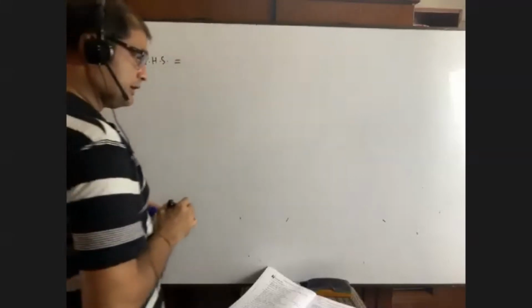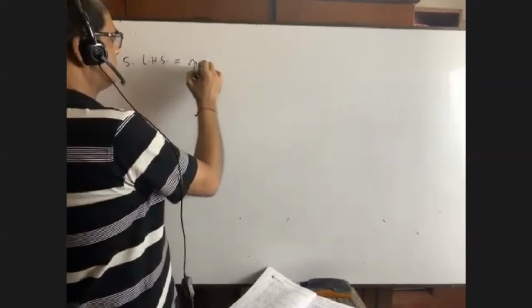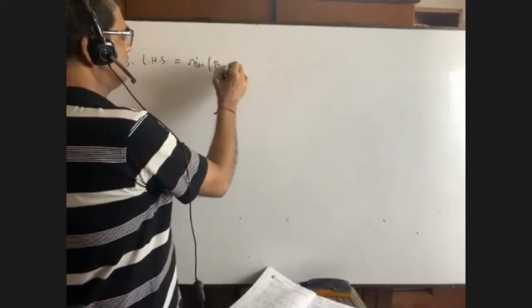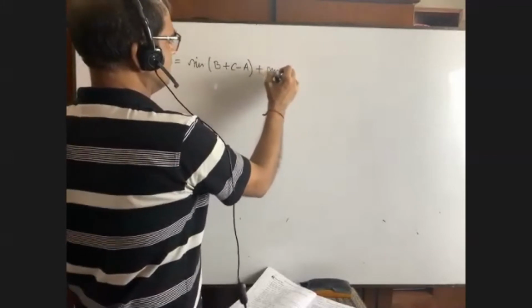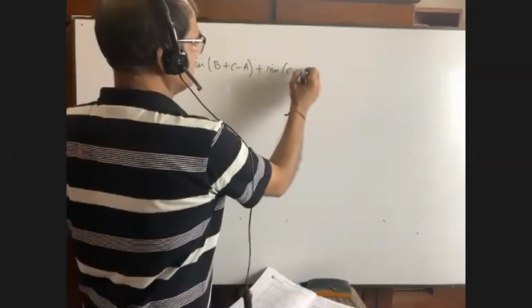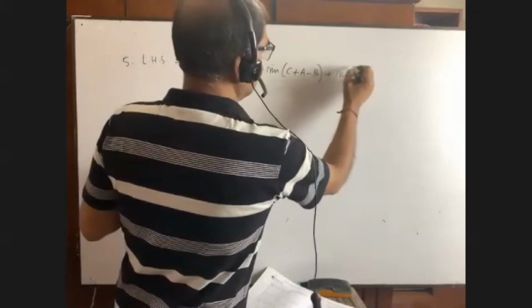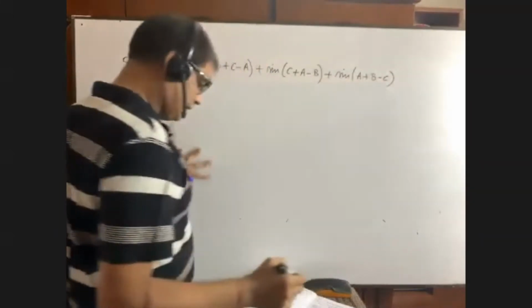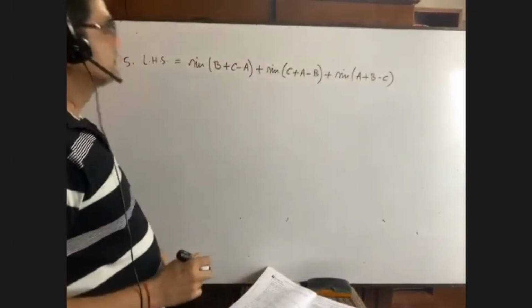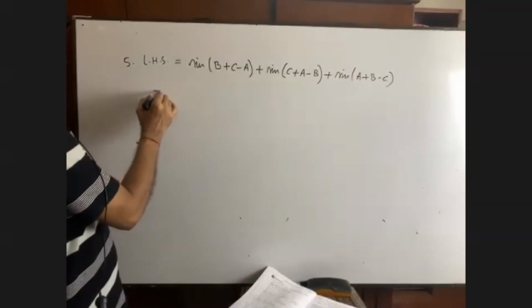The left hand side is given as sine of (b plus c minus a), sine of (c plus a minus b), sine of (a plus b minus c). This is the math, right? Yes, this is the math. Now, what should be written here, you see?